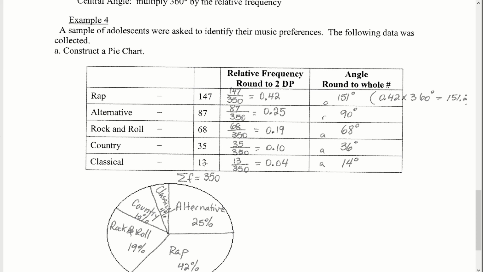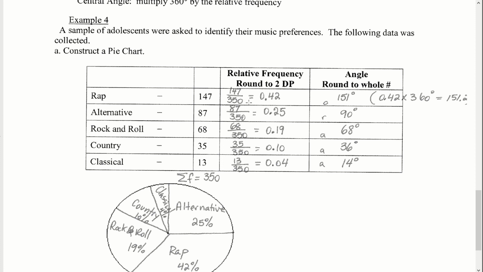The first thing we're going to need is the relative frequency for each class, so we're going to need to know the total. If we add these all up, there was a total of 350 people that responded to the survey. The relative frequency for rap is found by taking the frequency, 147, dividing it by the total of 350, and that would give us 0.42. Likewise, for alternative, you take 87, its frequency, divided by the total, 350, to 2 decimal places, that gives us 0.25.